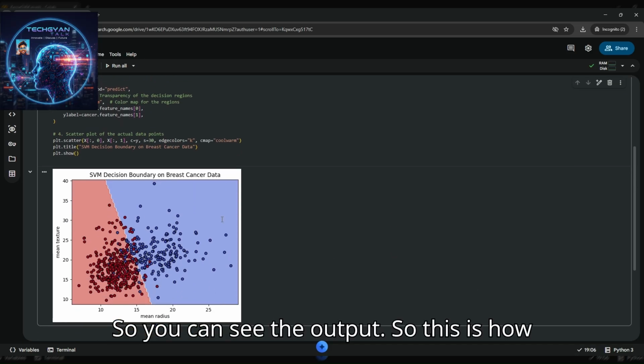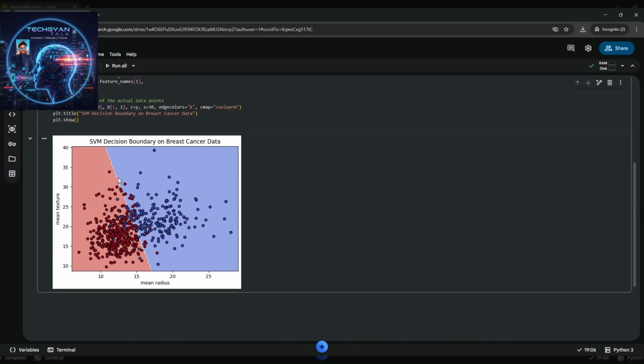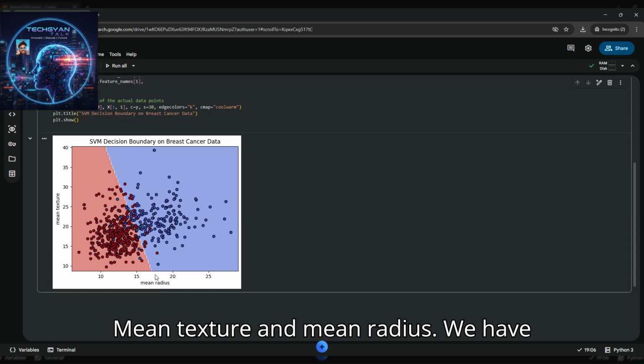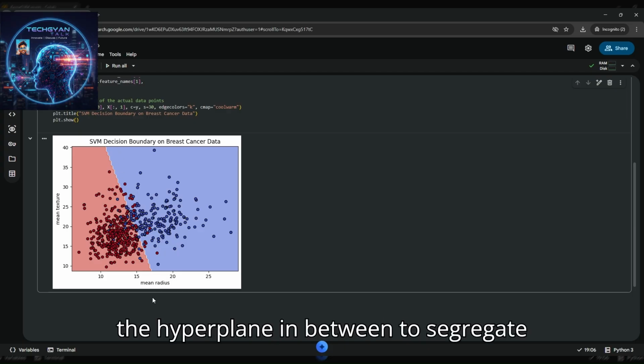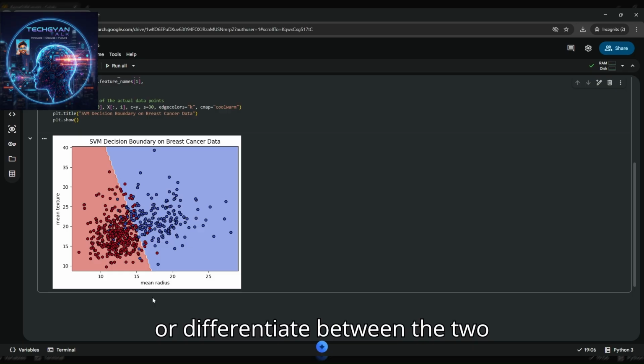So you can see the output. This is how the mean texture and mean radius we have found in the breast cancer data. You can find the red dots and blue dots all being scattered, but we'll have the hyperplane in between them to segregate or differentiate between the two classes of data.